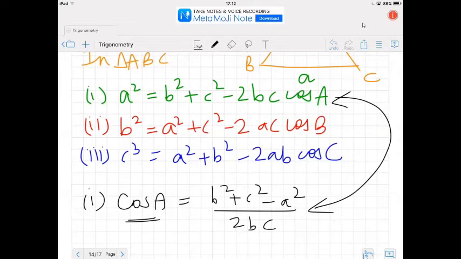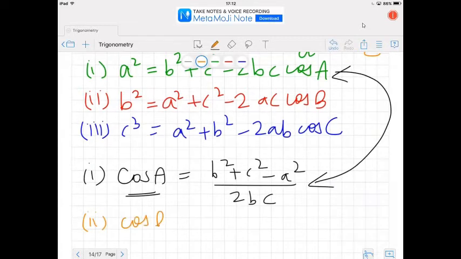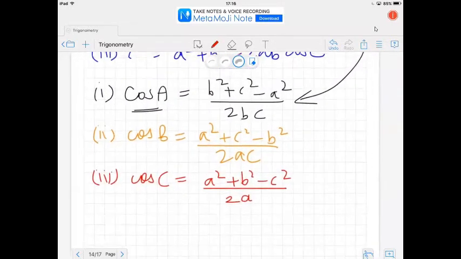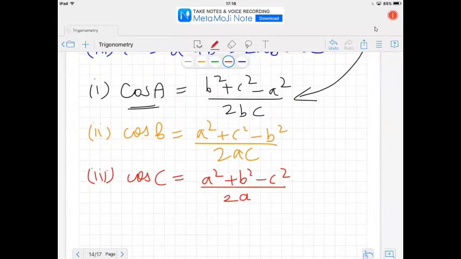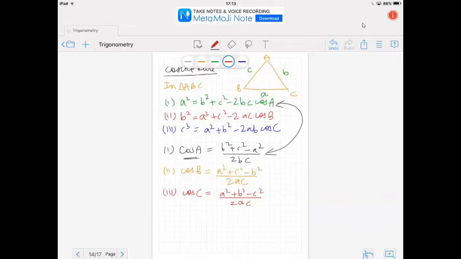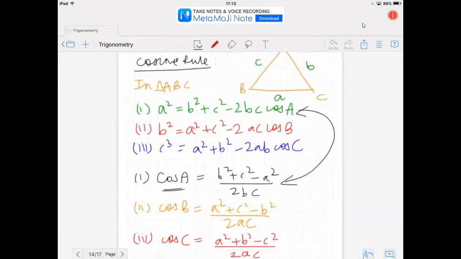And I can similarly write the same for the other two. So I can have cos B as a square plus c square minus b square divided by 2ac. Yes. So cos C is equal to a square plus b square minus c square upon 2ab. So that is the cosine rule. These are the ways that you can express the cosine rule.